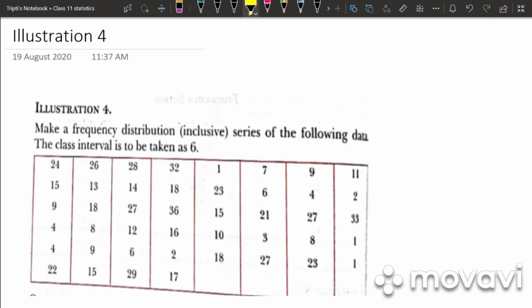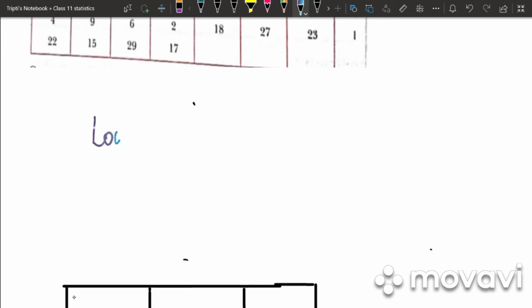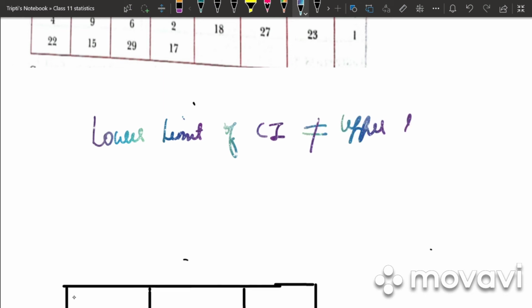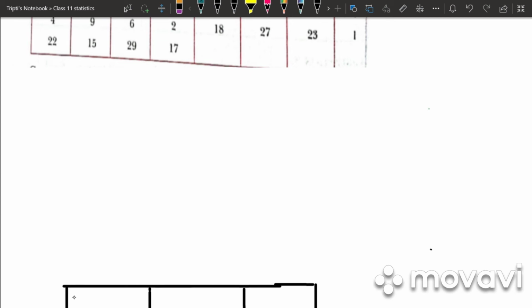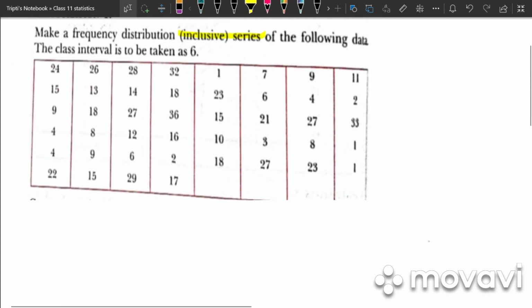Next, let's go on to illustration 4. Take a frequency distribution inclusive series of the following data. They have given us the data and they have asked us to make the inclusive series. What is inclusive series? When the lower limit of a class interval is not the same as the upper limit of the previous class interval. For example 0 to 5, 6 to 9, 10 to 14. So we need to work out the problem according to the inclusive series.